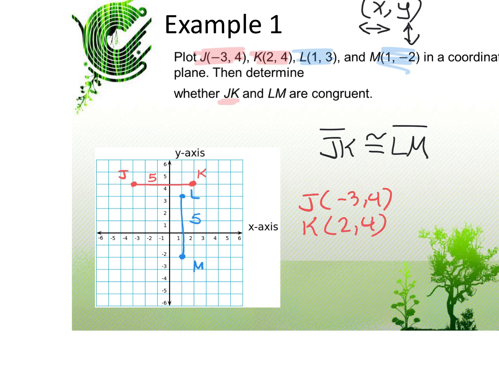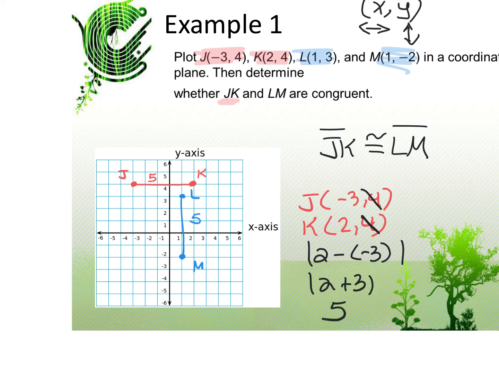The part of the ordered pair that is the same, get rid of it, and now I can just subtract. I'm going to do big minus small, so 2 minus -3. And I get keep, change, flip, 2 plus 3, and the length of JK is 5.